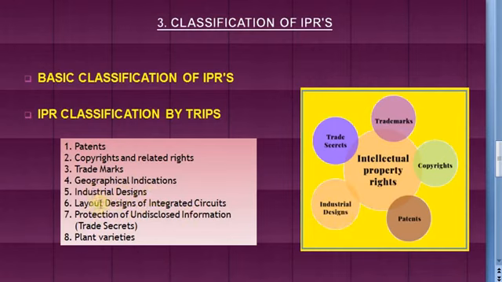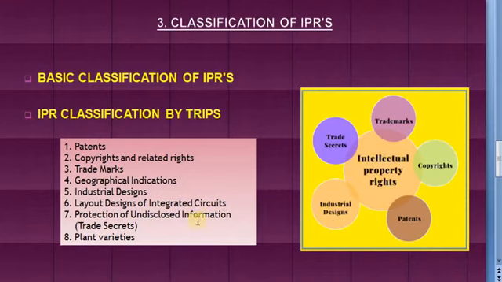Now next is layout design of integrated circuit. As you know, a layout design of an integrated circuit basically refers to a three-dimensional structure in which elements are fabricated, so that the unit as a whole functions as a unit. An example of such devices is the i7 processor of a computer.